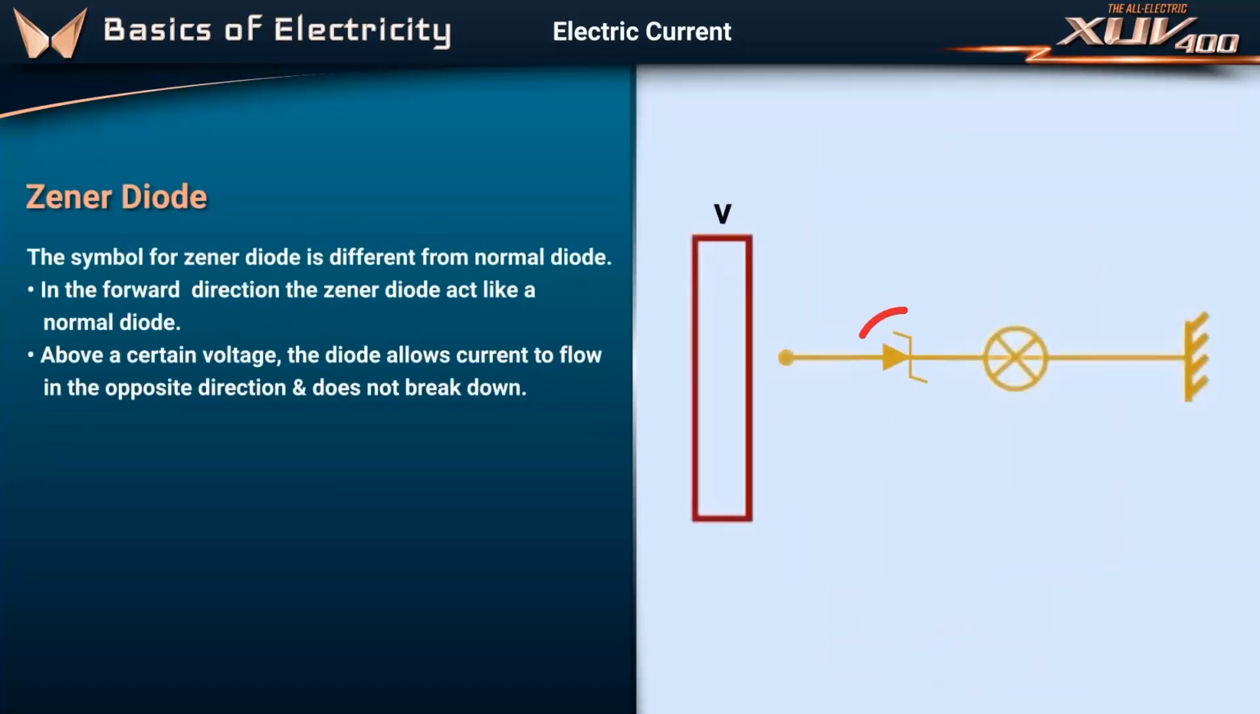Zener diode. The symbol for a Zener diode is different from a normal diode. In the forward direction, the Zener diode acts like a normal diode. Above a certain voltage, the diode allows current to flow in the opposite direction and does not break down.